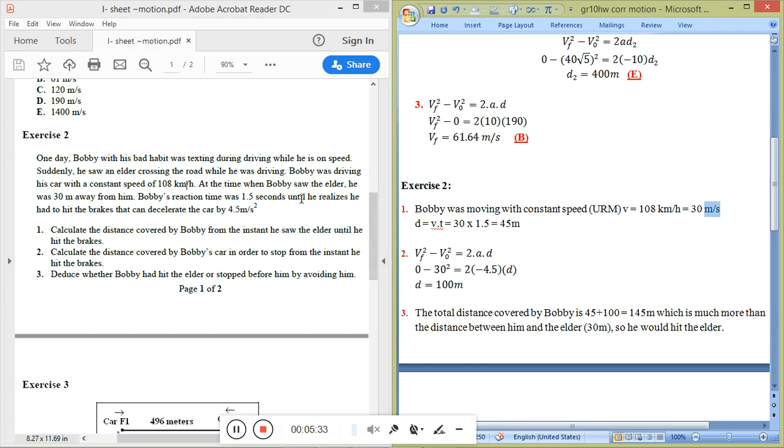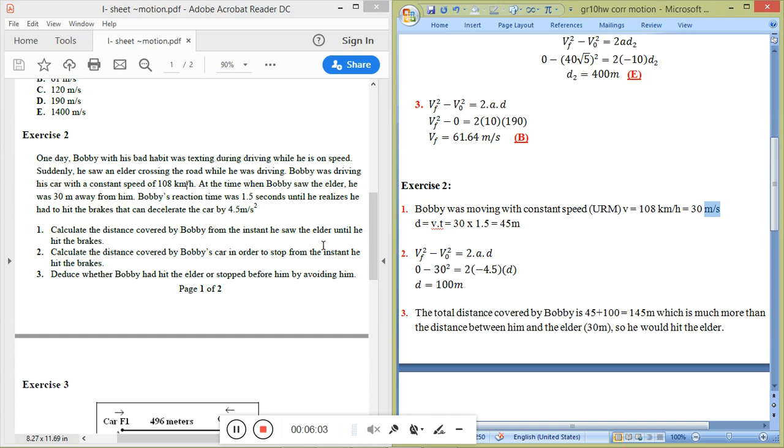So Bobby saw the elder, and he's moving with URM, uniform rectilinear motion. After 1.5 seconds, he said, "Oh, I have to press the brakes." He pressed the brakes. So he moved during 1.5 seconds some distance. Now, when he hit the brakes, he decelerates by 4.5 meters per second squared. Now, calculate the distance covered by Bobby from the instant he saw the elder until he hit the brakes.